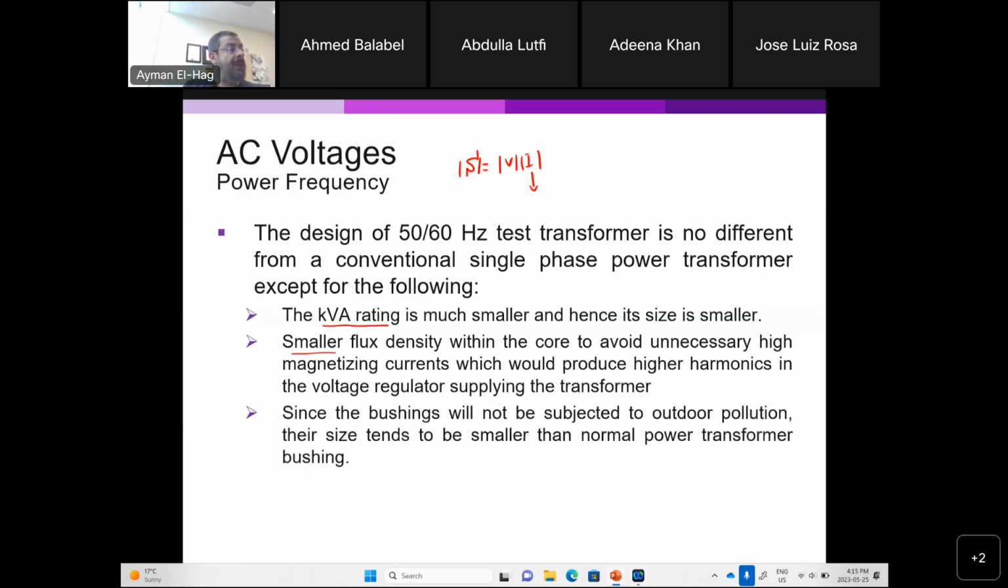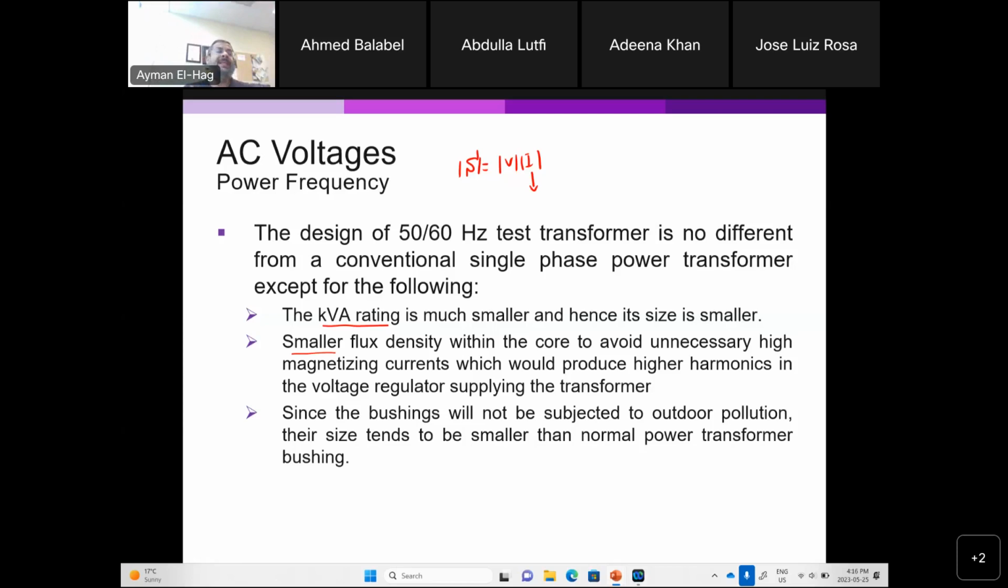Regular transformers, we have them outside under weather conditions. So there will be pollution accumulated on the bushing. And once you start to have pollution with some wetting conditions, you will start to have arcing on the surface. So we increase the creepage distance of the bushing. We'll talk about bushings and their design and testing later on.